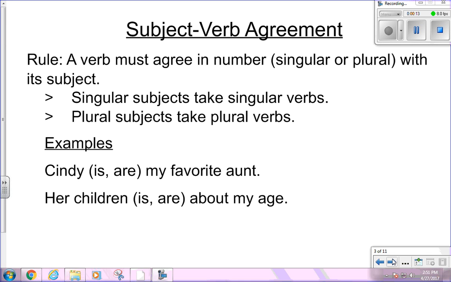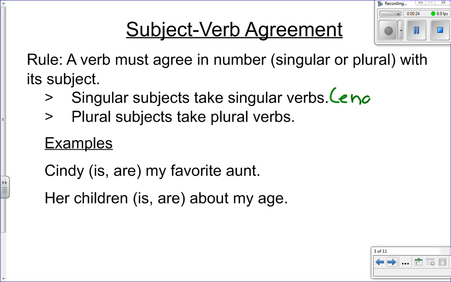Now for the most part you guys get subject and verb agreement. The rule is that a verb must agree in number, meaning singular or plural, with its subject. Now a singular subject will take a singular verb, which are verbs that end in S. It's the opposite of nouns. Nouns that end in S are plural, but verbs that end in S are singular. And the other rule is that plural subjects then will take plural verbs. These are usually pretty easy.